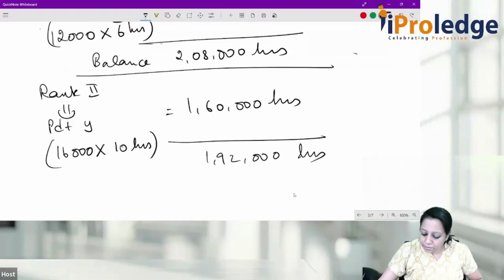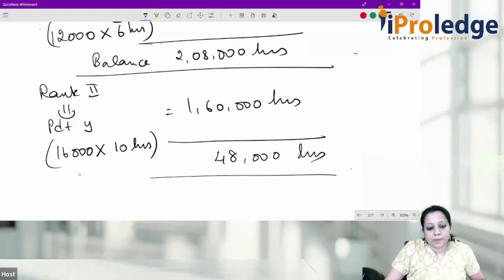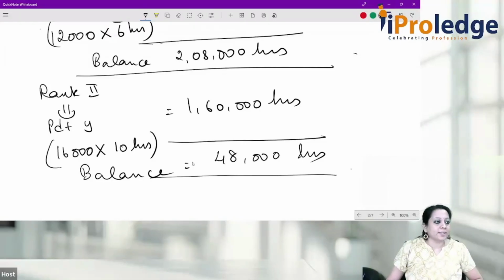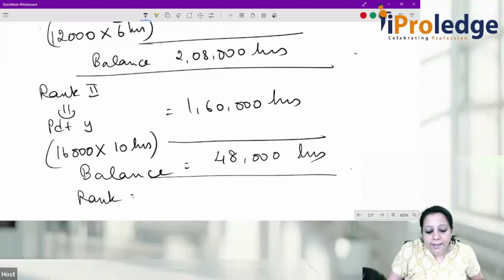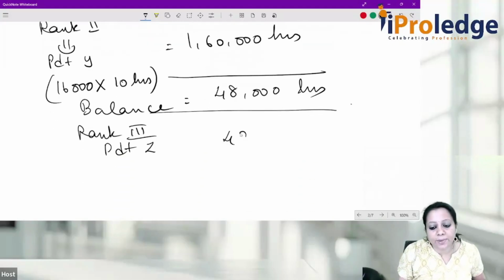No, what did I do? 208 minus 160 is 48. Sorry. 48,000. Balance means this is the balance hours that is available. Correct, everyone? This I will give for rank 3. That is going to be product Z. All of you please listen, students. So it is going to be 48,000 hours only I can give.